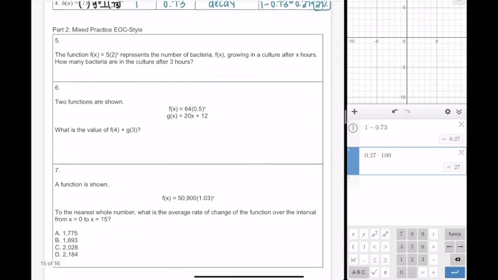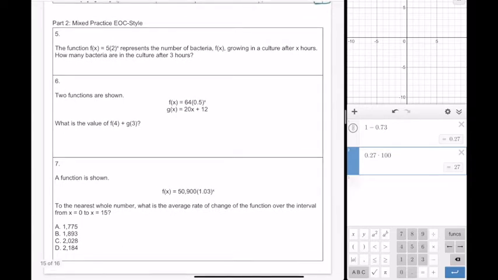All right, we're going to move on to some mixed problems that you might see on an exam. So the function f of x equals 5 times 2 raised to x represents the number of bacteria f of x growing in a culture after x hours. How many bacteria are in the culture after 3 hours? So x in this function represents hours, and we want to know what is the total amount after 3 hours. So we are going to plug in 3 for x.